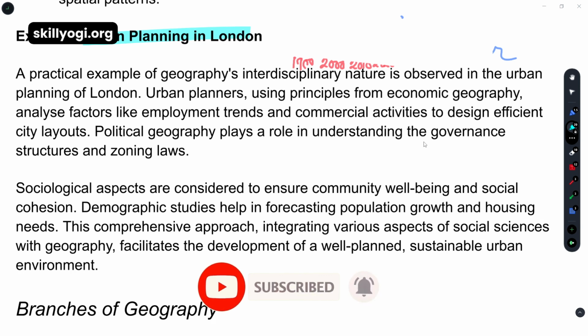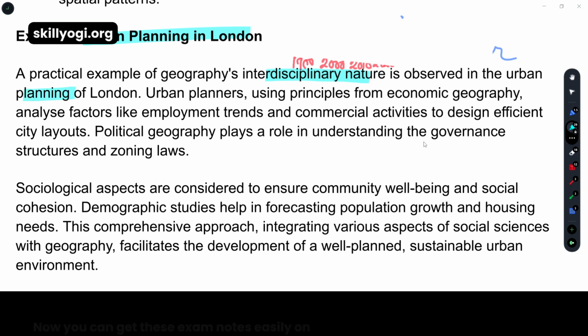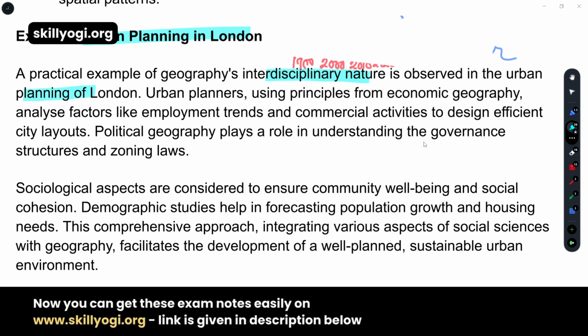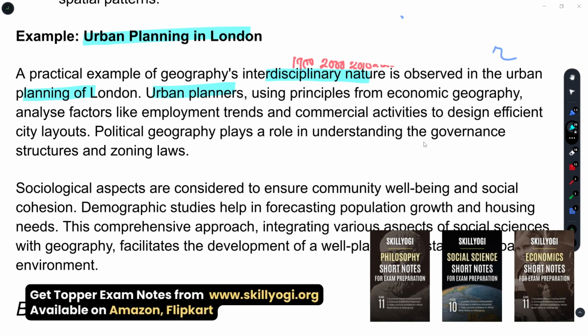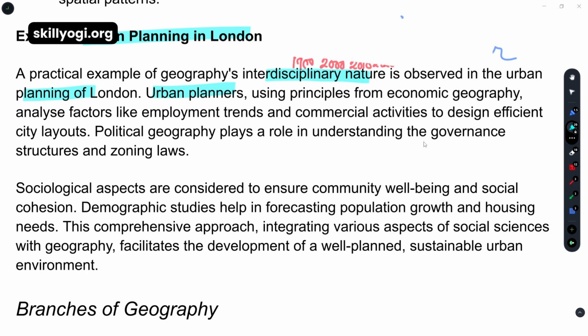A practical example of geographers' interdisciplinary nature is observed in urban planning. That means the city area is planned. Urban planners, what is urban planning? When we are making a construction, we have to do some planning: where the bathrooms will be, where the store grounds will be, where the godowns will be, where the rooms will be, where the workers will be staying. Everything should have some planning.